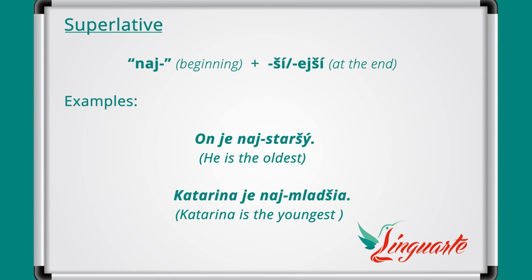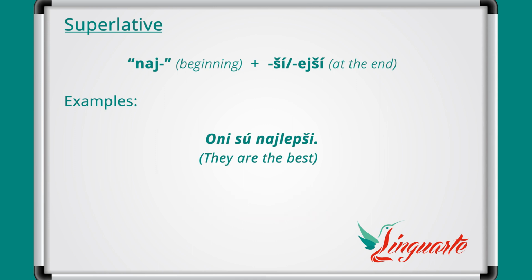Katarína is the youngest. Katarína je najmladšia. The same rule applies to the irregular adjectives. They are the best. Oni sú najlepší.